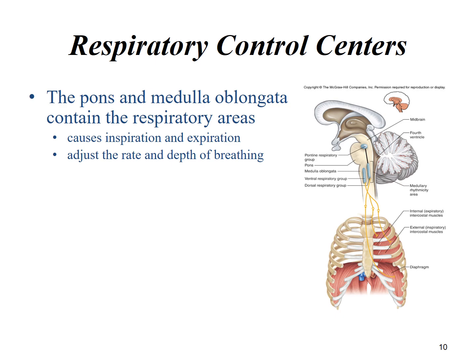The pons and medulla oblongata contain the respiratory centers. They function to cause inspiration and expiration, which is known as a respiratory cycle, and they're able to adjust the rate and depth of breathing to meet your body's metabolic needs.